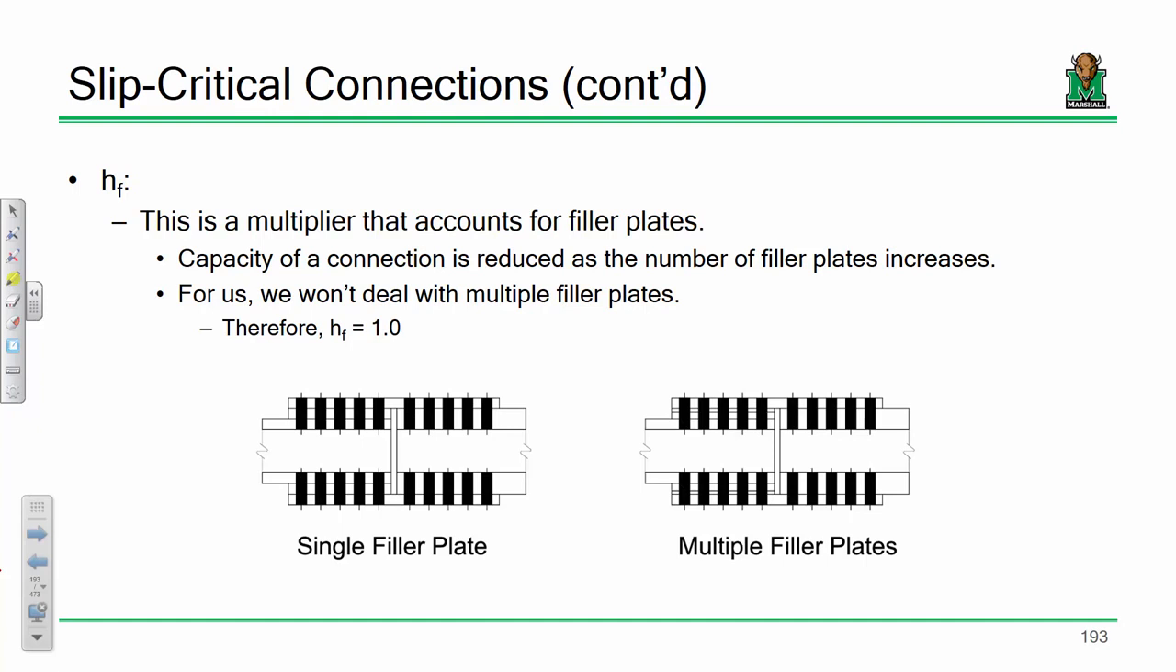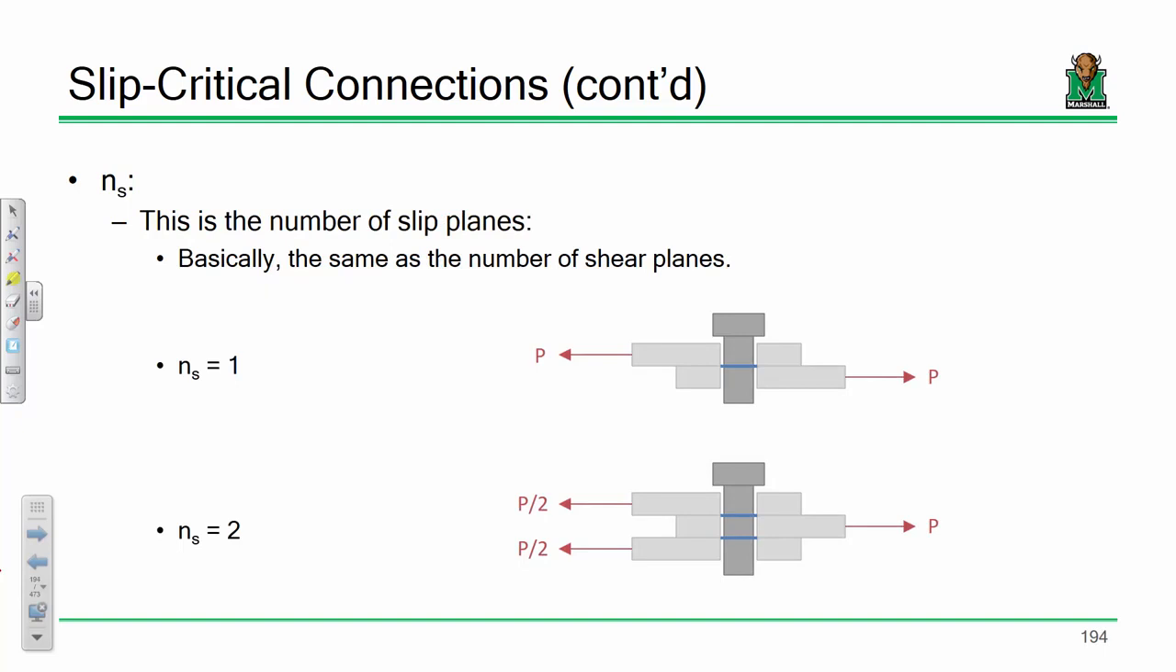In most cases, you can probably figure that out using one filler plate, but if you have really odd plate thicknesses, for instance, if you need to make up 3/16 of an inch, you use one plate that's 1/8 of an inch thick and one plate that's 1/16 of an inch thick. If you ever have multiple filler plates, then you reduce your slip capacity by using a lower H sub F. The idea is all that steel in the middle means you aren't able to develop as much frictional capacity, and so we handle that with an H sub F. But we're not going to deal with that in here, so we're always going to use H sub F equals 1. You can take that to the bank as well for the purposes of the class.